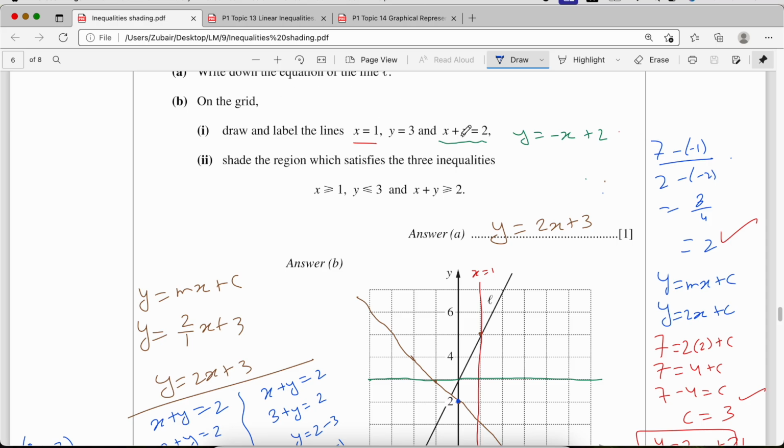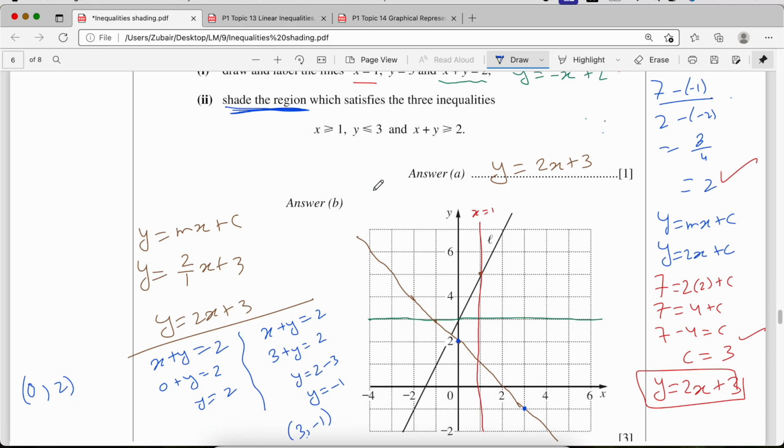B part said draw these 3 lines, done. Now it says shade the region which satisfies. Be very careful with the wordings. Sometimes it says leave unshaded. Now this time it is saying shade the region which satisfies.